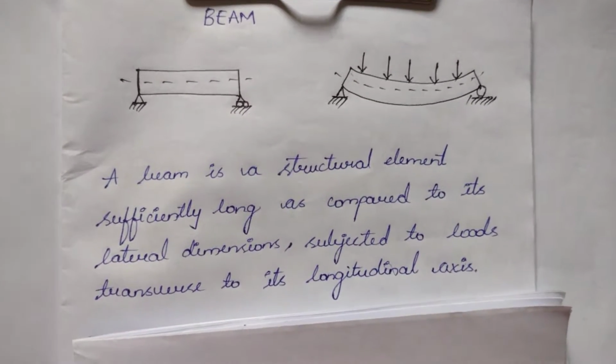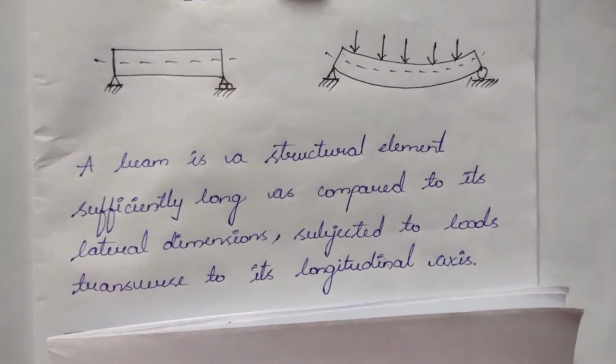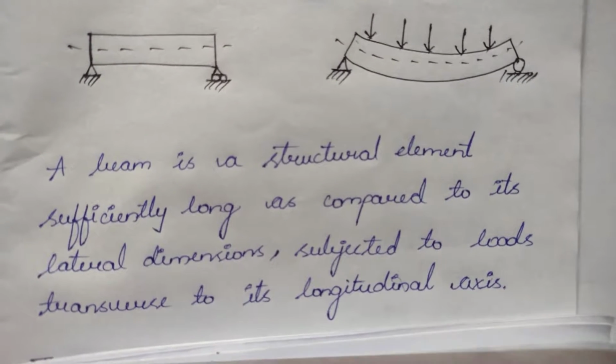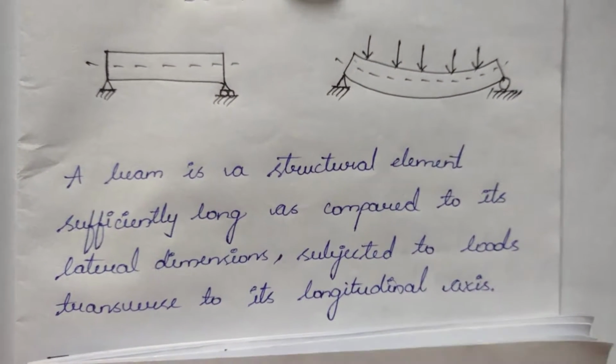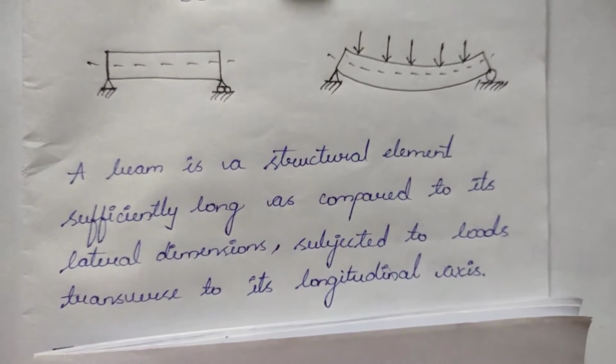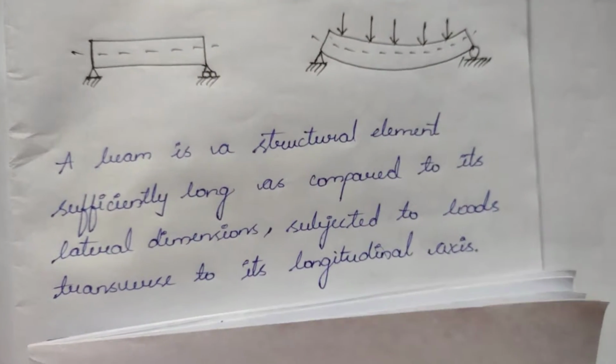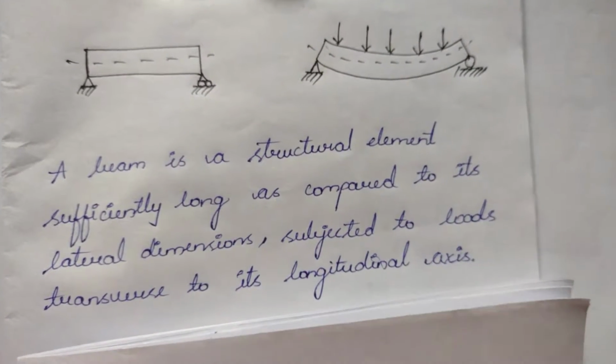Today we are going to see about beam. Coming to the definition, a beam is a structural element sufficiently long as compared to its lateral dimensions, subjected to loads transverse to its longitudinal axis.